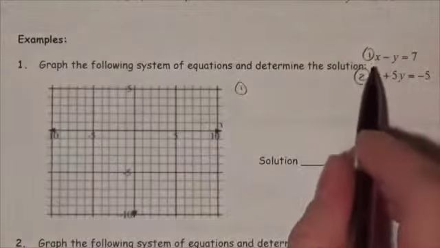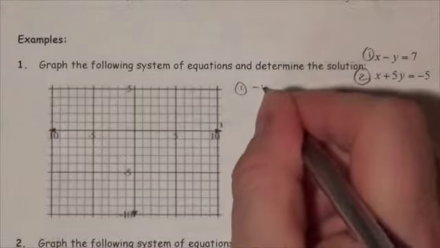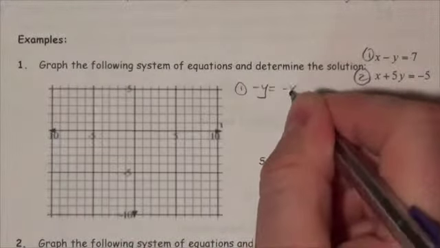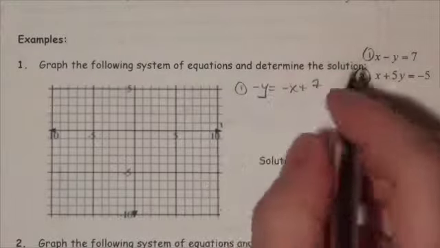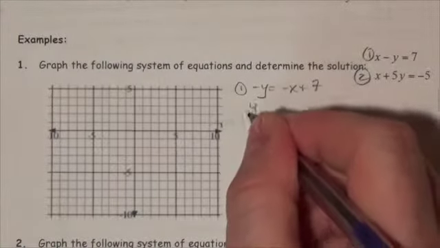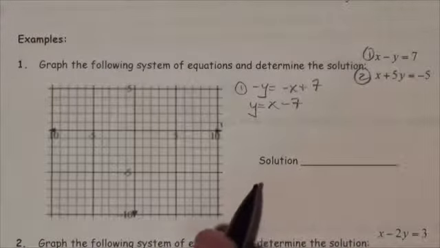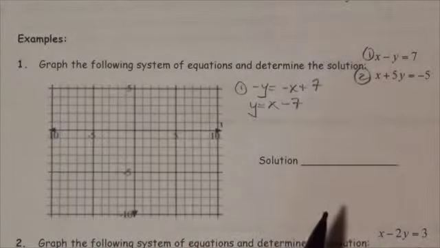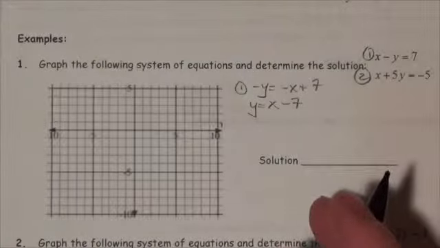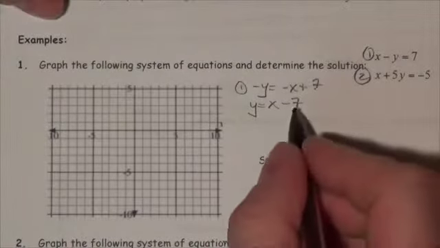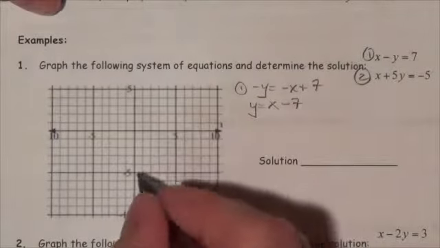In equation 1, I'll bring the x over, so negative y is equal to negative x plus 7, and then I'll divide by that negative. And so y is going to equal positive x minus 7. This is a good example of what I was talking about just a couple seconds ago. My y-intercept here is negative 7, so I'm going to come down to negative 7.